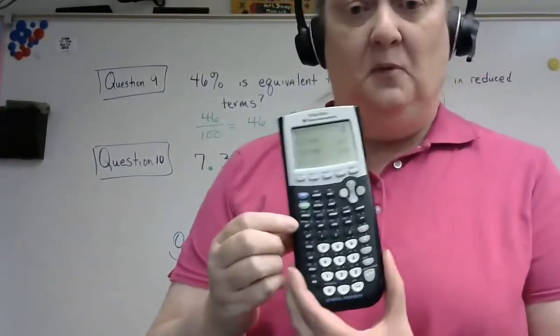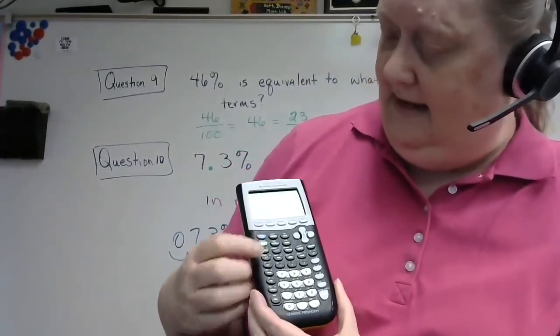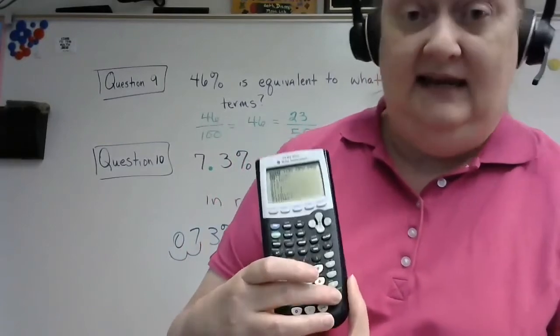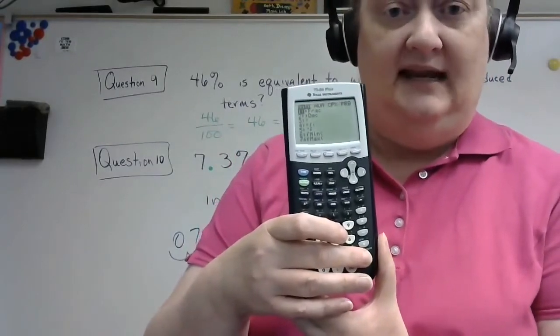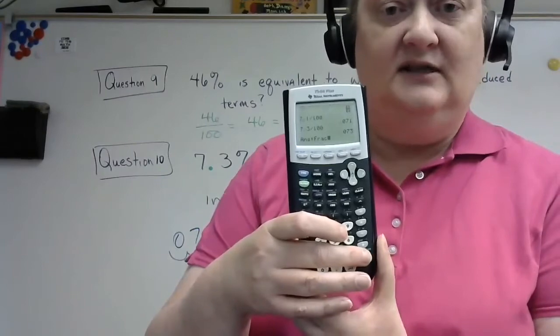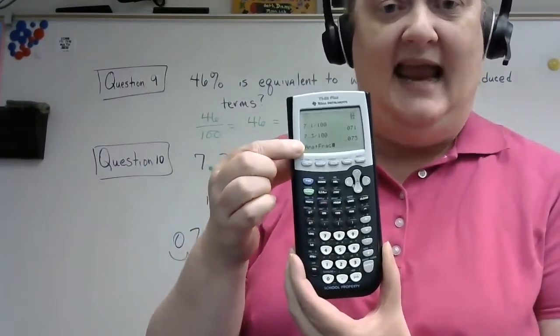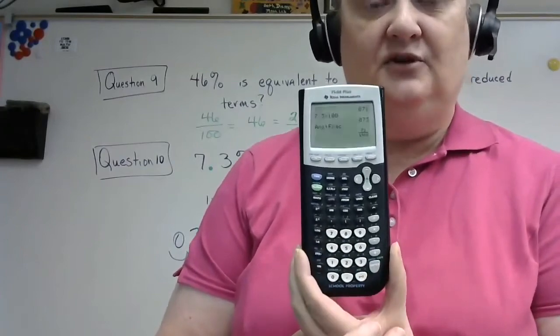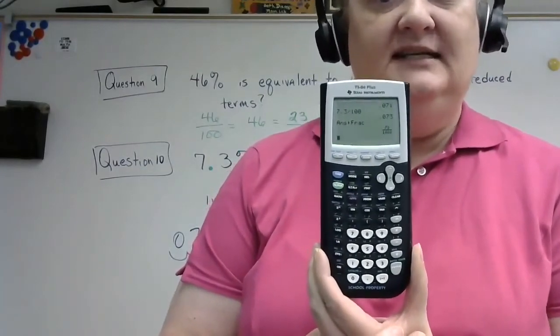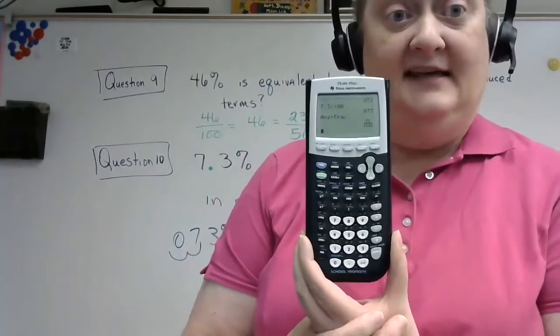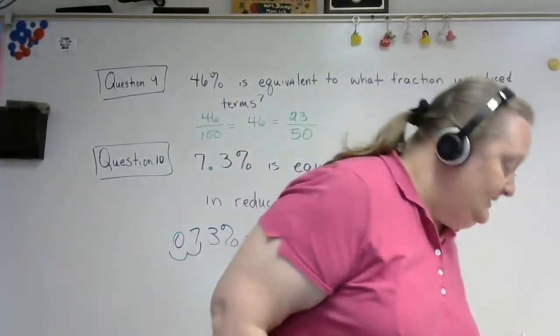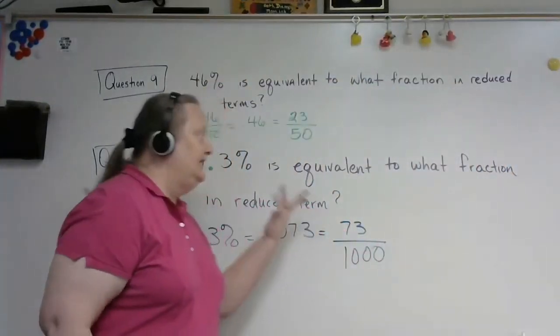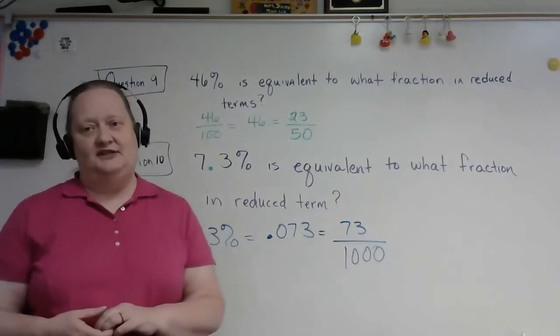And then I'm just going to press the math key. And this time I'll hit enter to show you that both work. So I hit enter, and notice it says the answer converted to a fraction. It's just going to convert that answer into the fraction, which gives me that 73 over 1,000. And that is how we convert both of these into fractions.